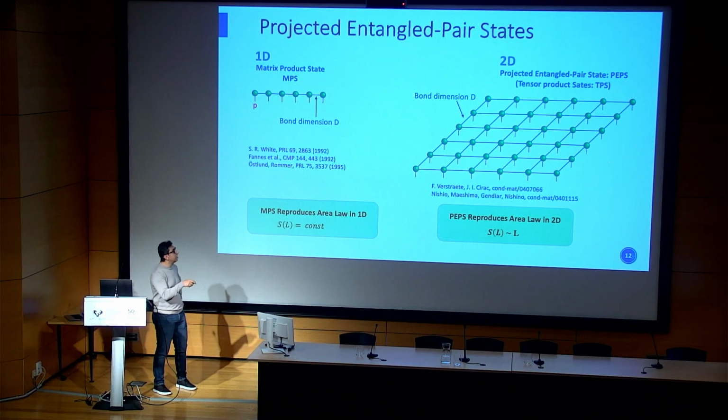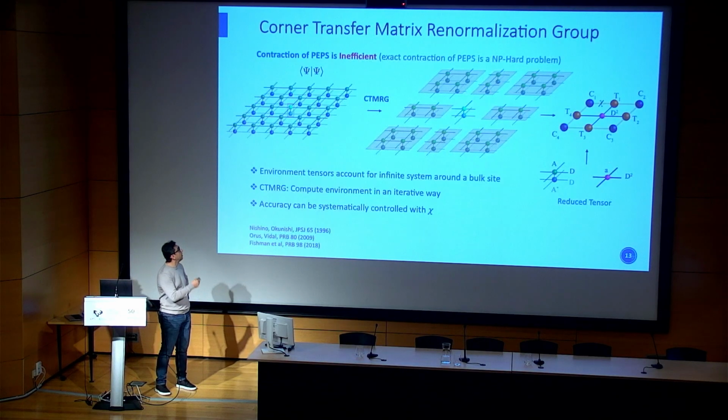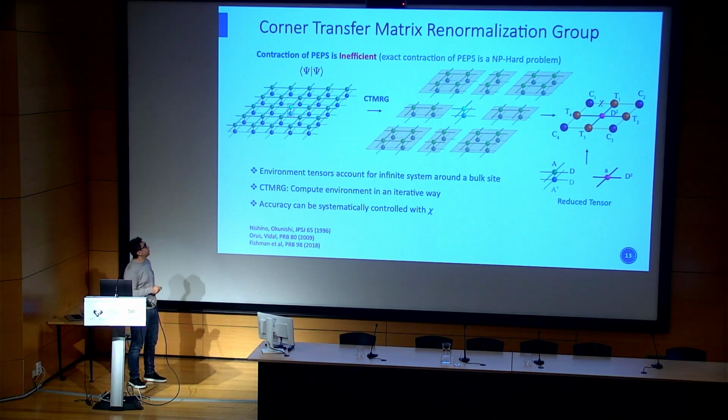However, PEPS in 2D and 3D, the contraction of PEPS is a very complicated, NP-hard problem. It is not something that you can do exactly. That's why people usually refer to approximation techniques. For example, there are some renormalization approaches based on, so to say, the corner transfer matrix renormalization group.